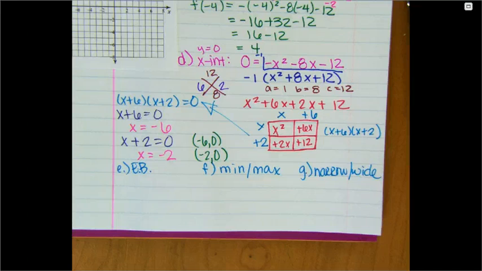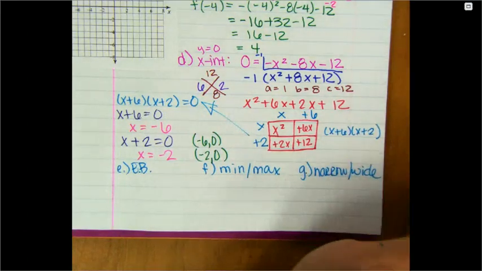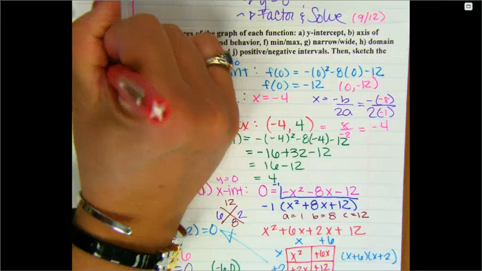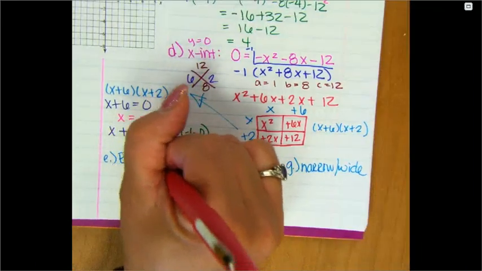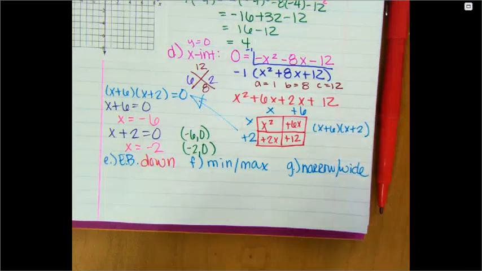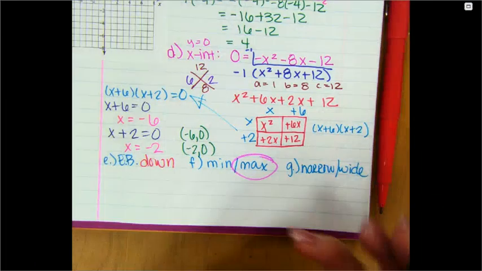End behavior, up or down? Down. Why is it down? Because it's negative. Which negative am I looking at? The original A from up here. If A is -1, then it is down. So end behavior is down. Very good. Min or max? Max. It is a max. It's the turning point at the top. Narrow or wide? Good.